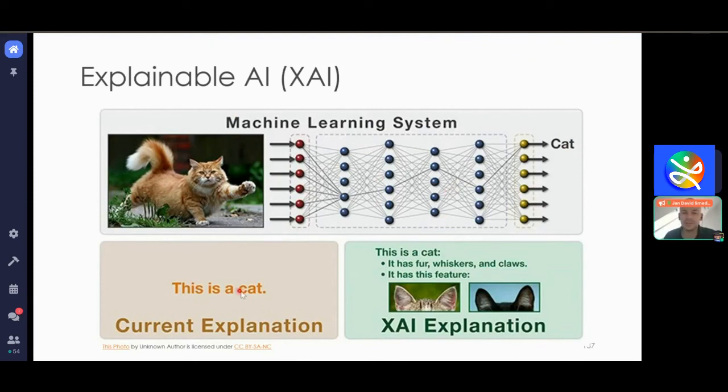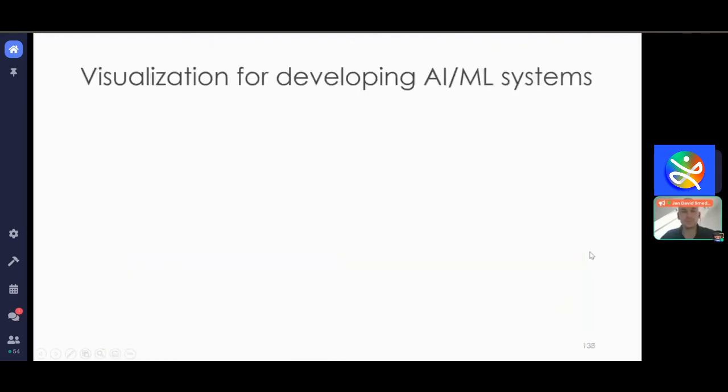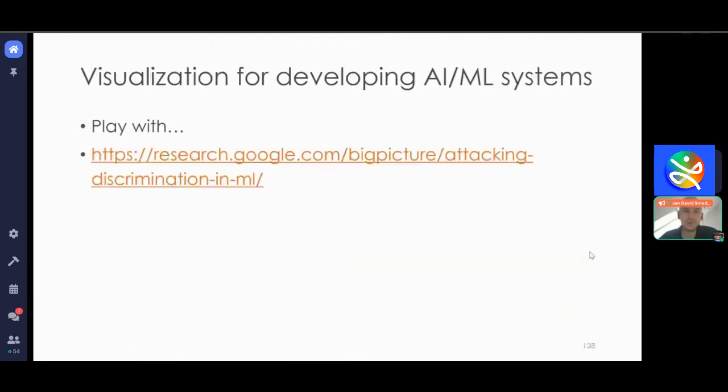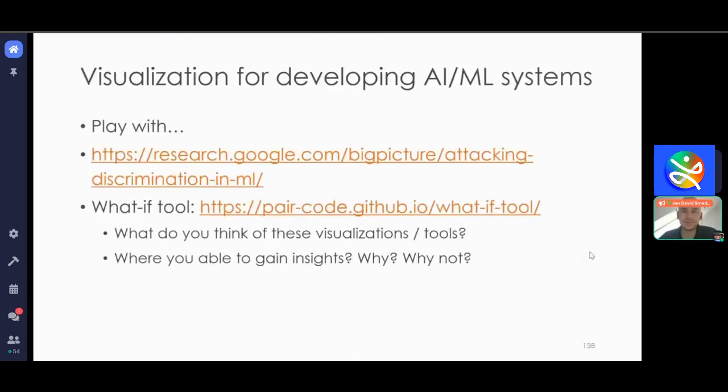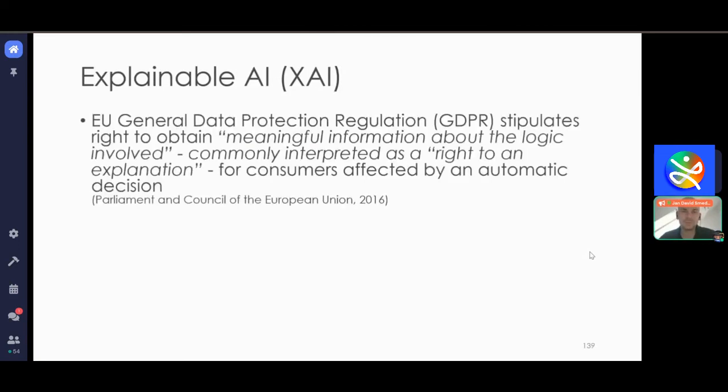The system just says this is a cat, whereas in reality, we might want to understand how the system does this, and it may differentiate by looking at fur, whiskers, and claws, and so on. But most systems don't put this out. So these are some pointers if you want to follow up with interactive visualizations, developing a little bit of insight into how systems can differ depending on inputs and outputs.